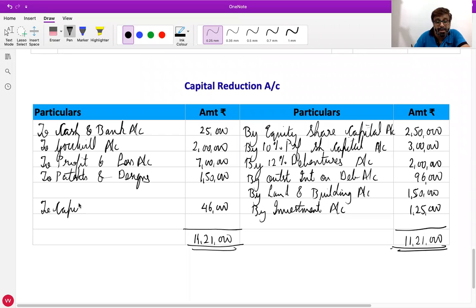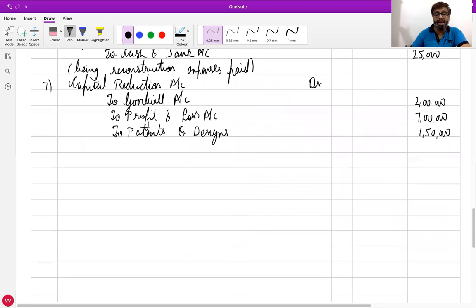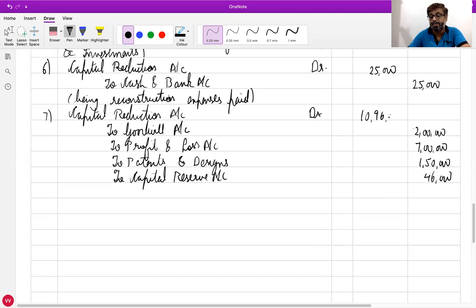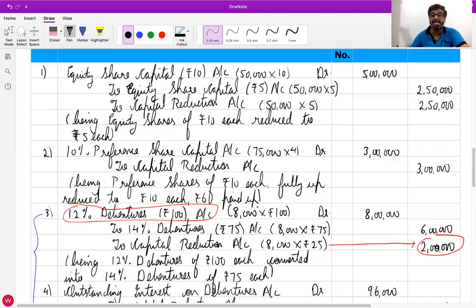Transfer to capital reserve account, in bracket balancing figure. Are you clear with this? Here we can combine in this entry to capital reserve 46,000. And now write the debit amount: 10 lakh 96,000. Yes, sir. Being various assets written off. So all the entries have been done?